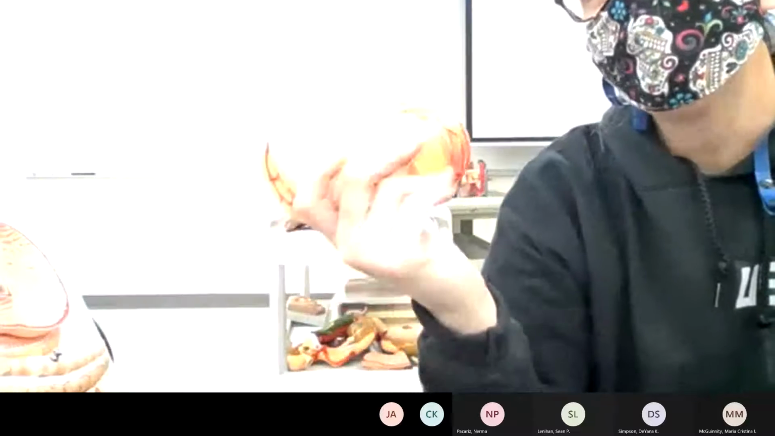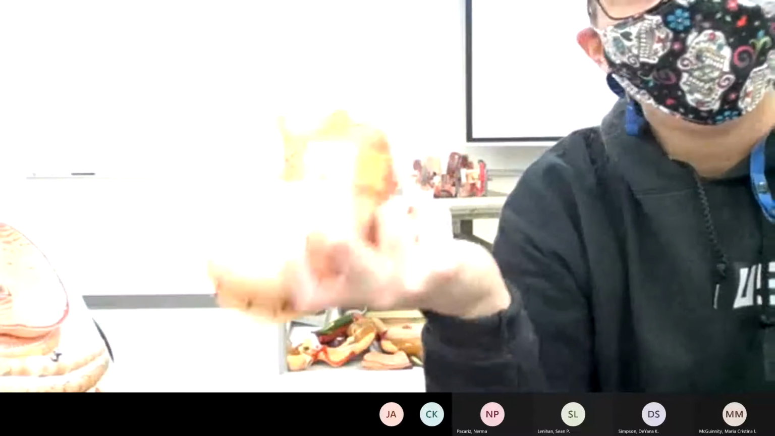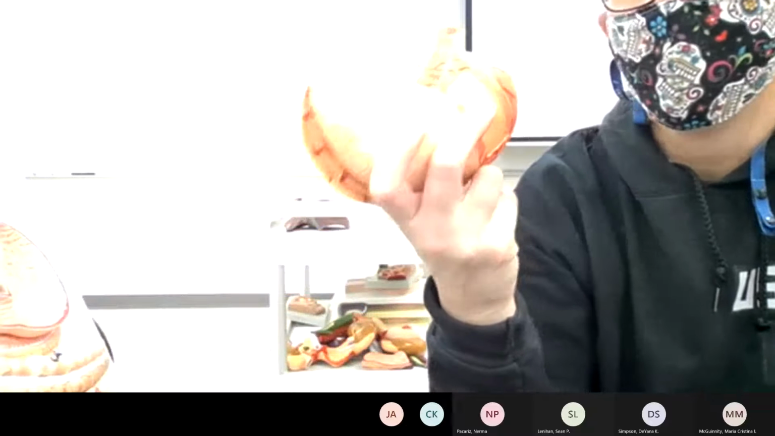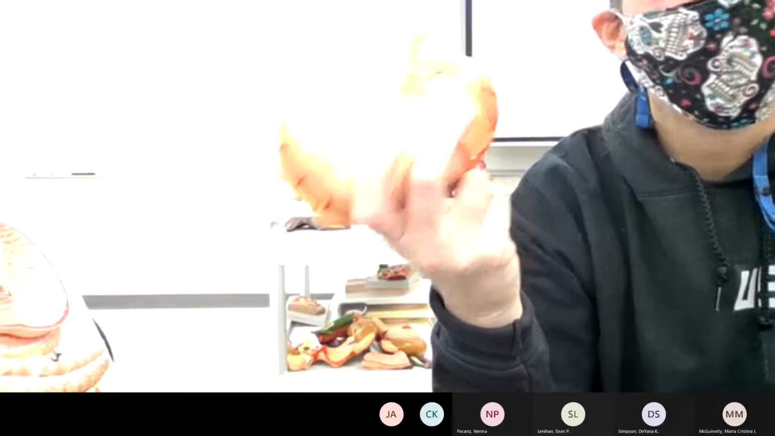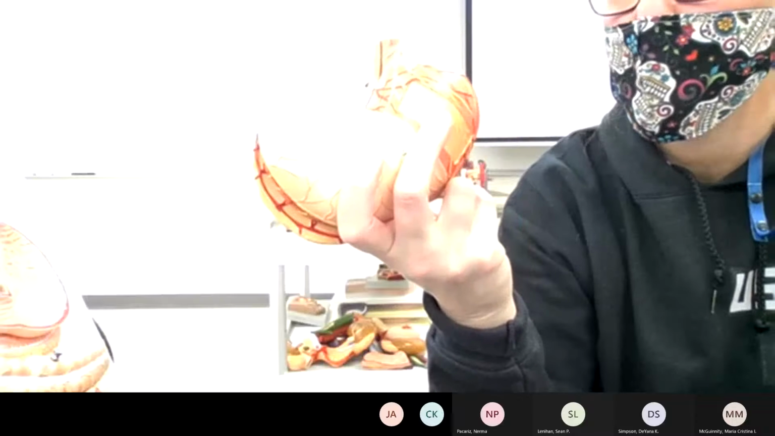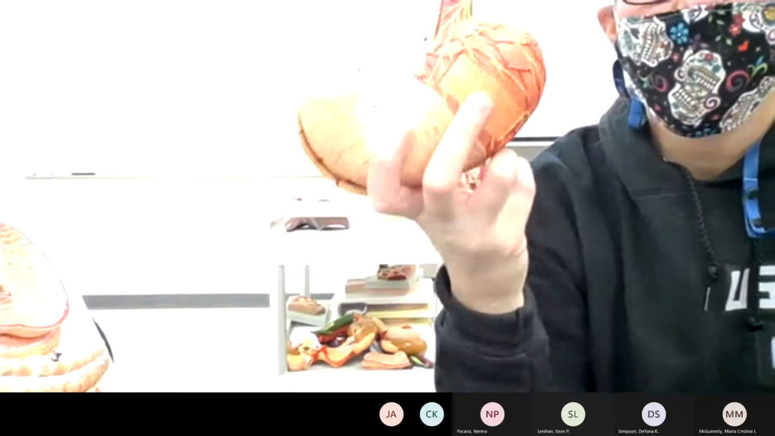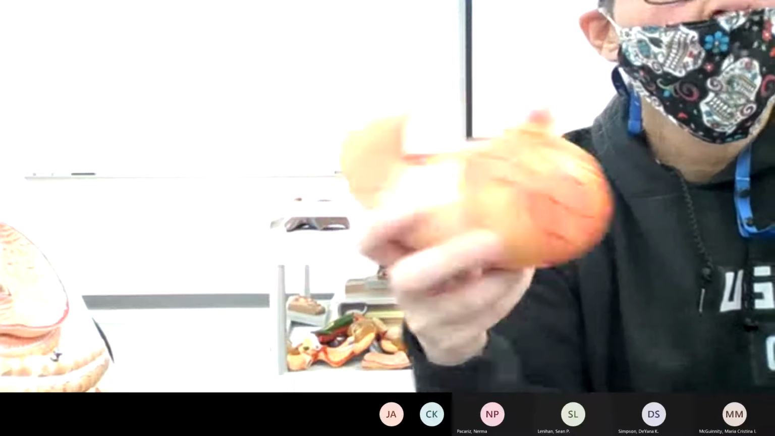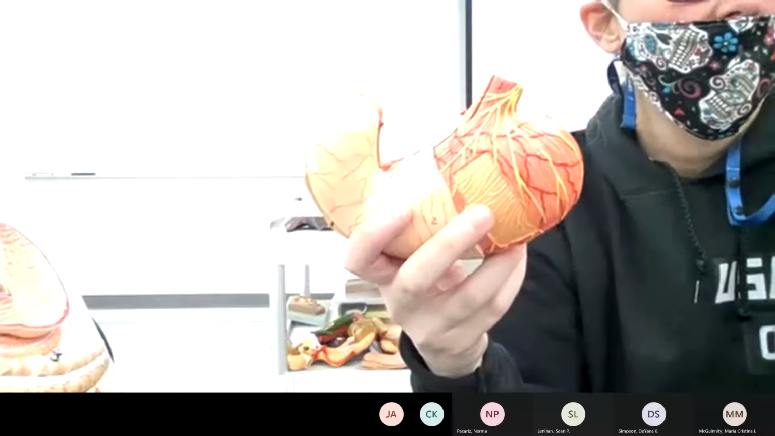The only thing that's really absorbed in the stomach is alcohol and some vitamins and drugs, like aspirin. Most of what the stomach is for is chemical digestion and more mechanical mixing.